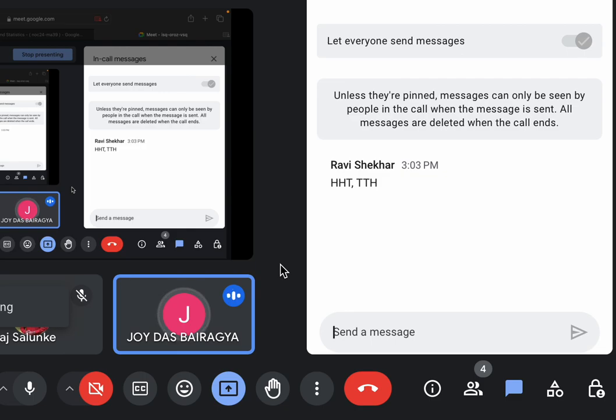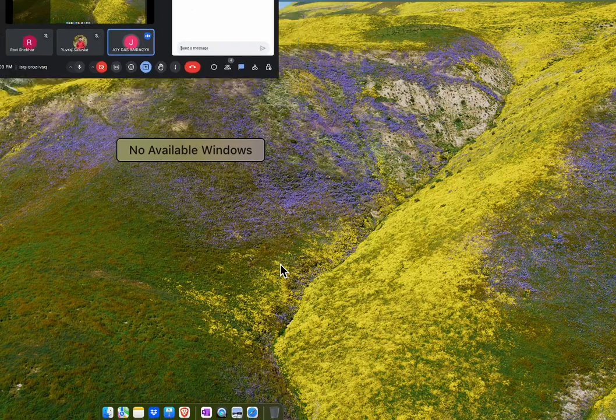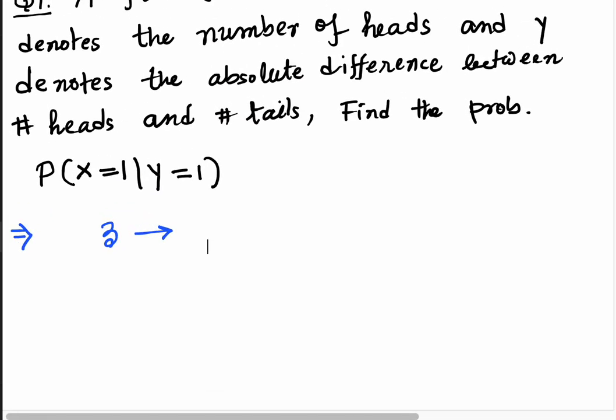Yeah, Ravi Shankar, you are right. In 3 tosses, HHT and TTH. Yeah. So let me discuss it again.